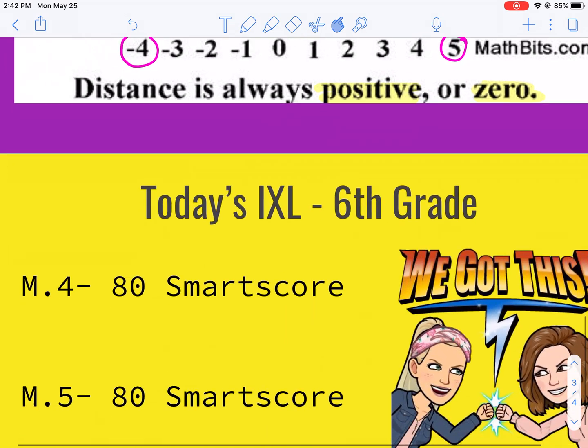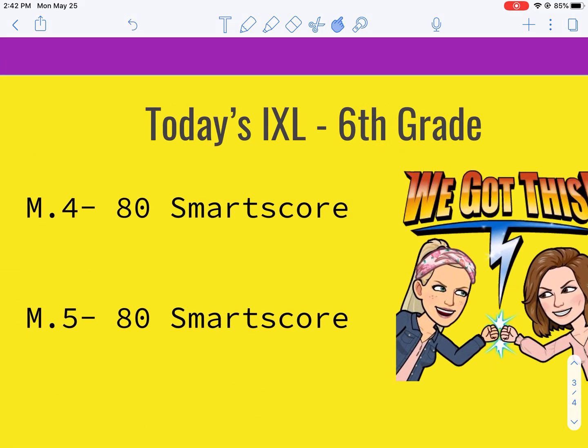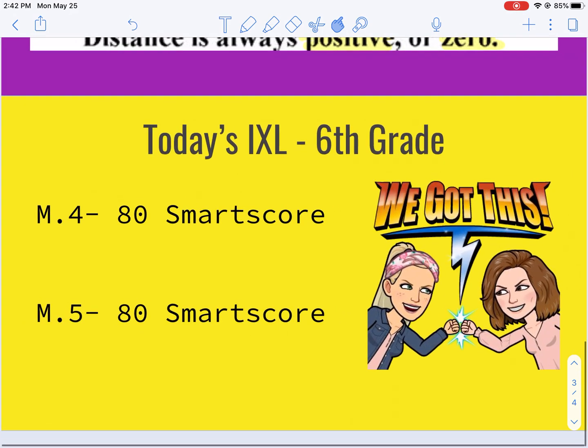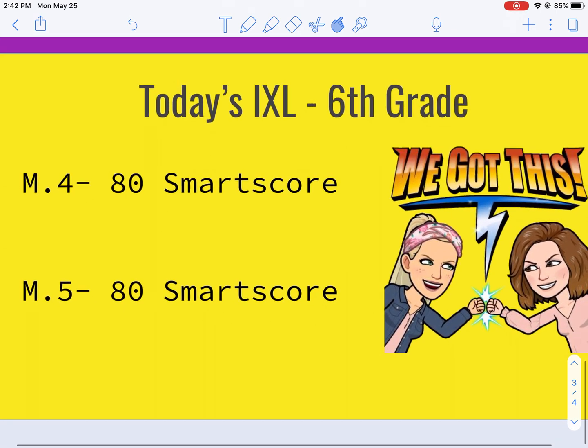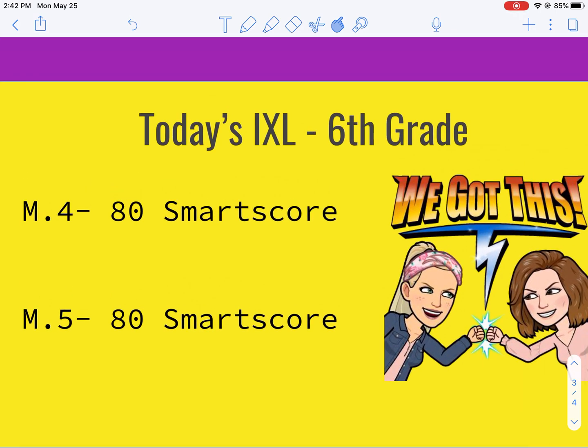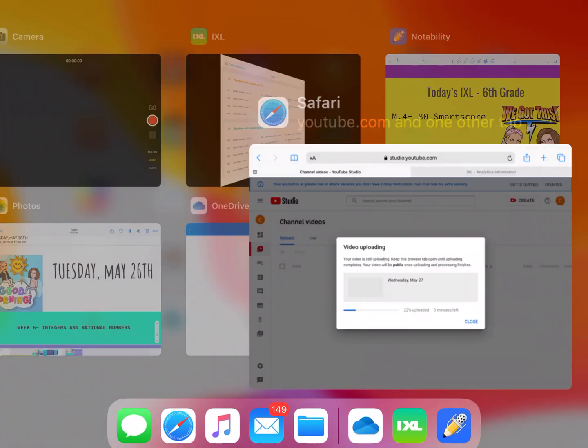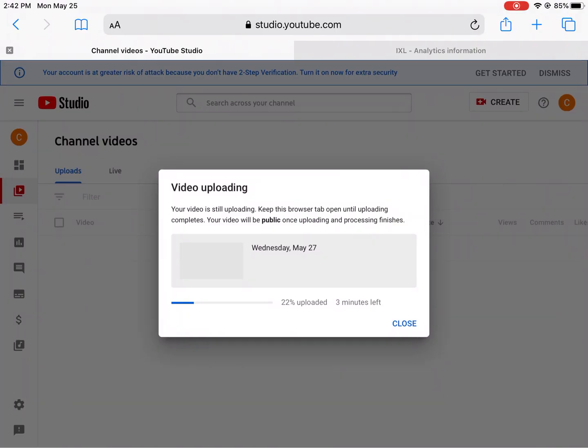All right, so moving on to today's IXL, you'll be happy to know that we are going back to just 2 strands. 6th grade, we're still in letter M, but you do need to go to a SMART score of 80, guys, okay? So we have M.4 and we have M.5. I'm going to go ahead and show you what these strands will entail so that you are comfortable moving forward with them today. All right, so let me log into my IXL.